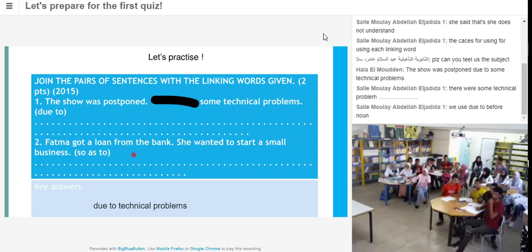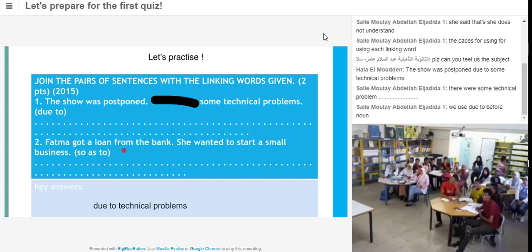So I'm going now to ask you to do the second question, which is based on different linking words. So Fatma got a loan from the bank. She wanted to start a small business. You know what a loan is? A loan is money that you get from the bank, for example, or from somebody, but you have to pay it back. You have to give it back to the person who gave it to you. What's a loan in Arabic? I don't know, teacher, what is in Arabic. But you understand it in English at least. Yes, loan is qard. It's a credit. That's a loan.